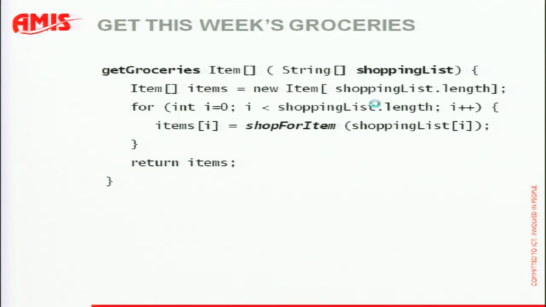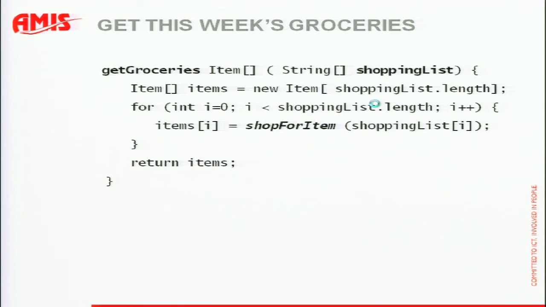Get this week's groceries. That's a shopping list to go through. We have our algorithm to buy an item at the store. Now we have to buy multiple items, so there's the code. We iterate through the list of items that we have to buy, and for each of the items, we invoke the algorithm to buy an item at the store.